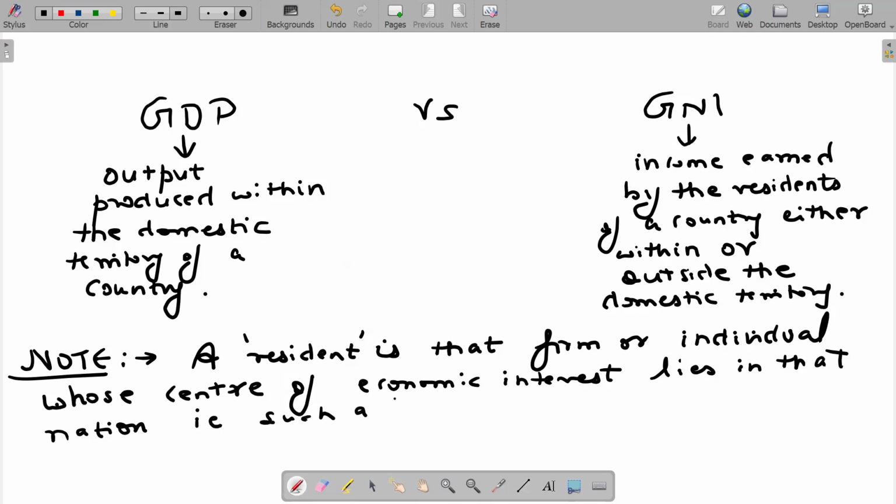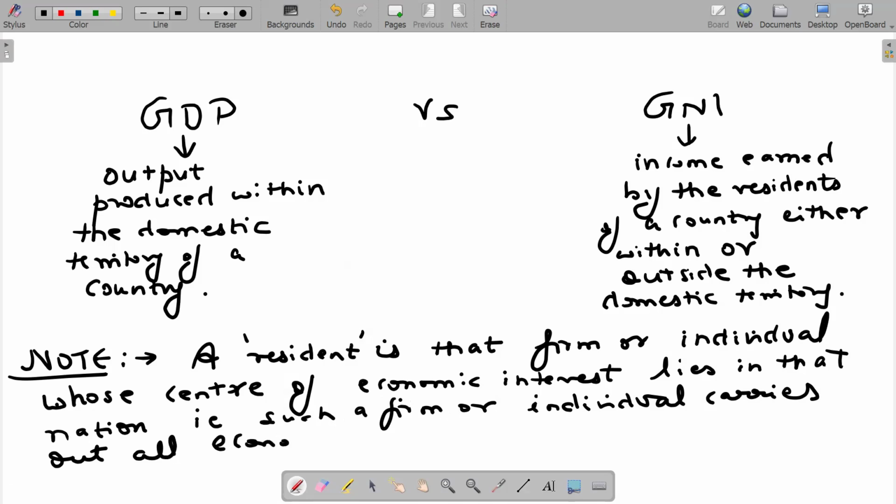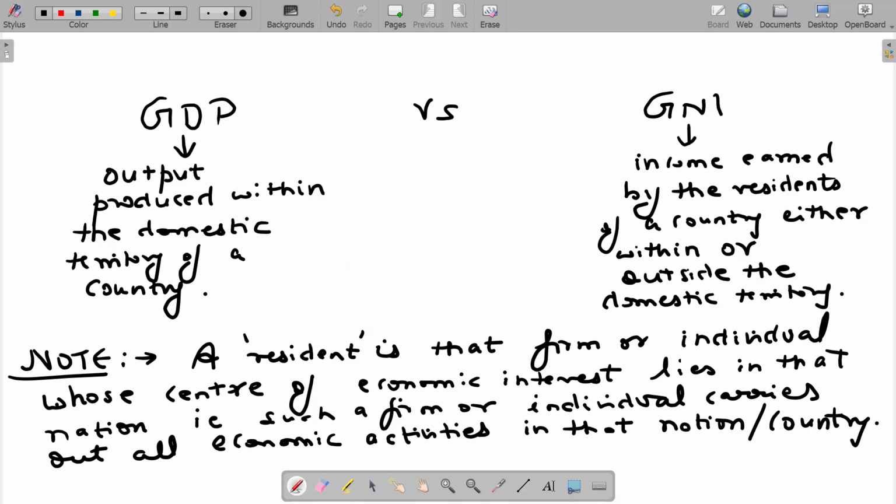Such a firm or individual carries out all economic activities. We all know the economic activities: production, consumption, investment, exchange, distribution, carried out in that nation or country. So when you talk about an economic resident, that firm or individual whose economic interest lies in that country will carry out production, consumption, investment, exchange, distribution within that country. That is called a resident.